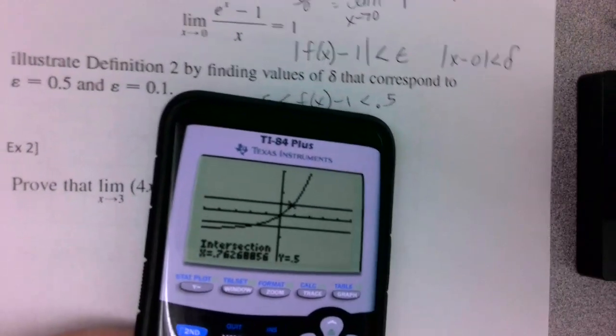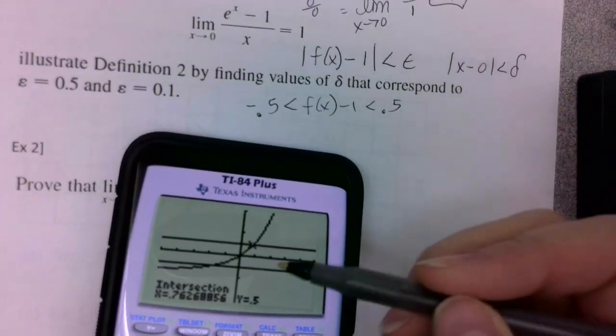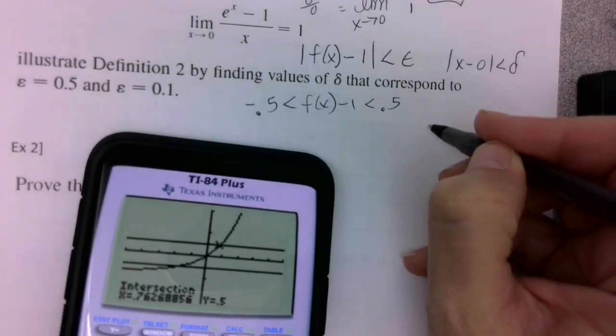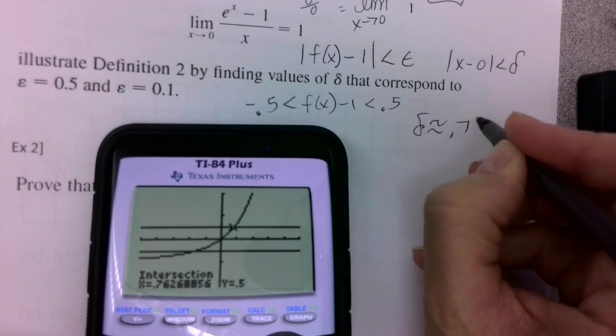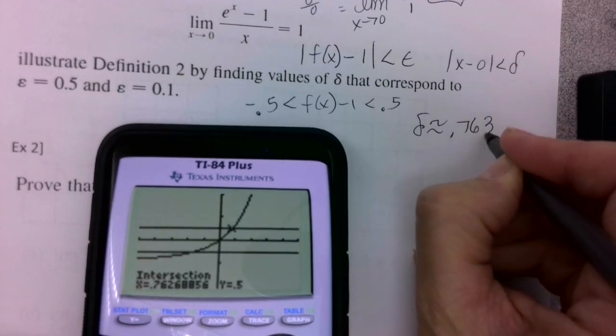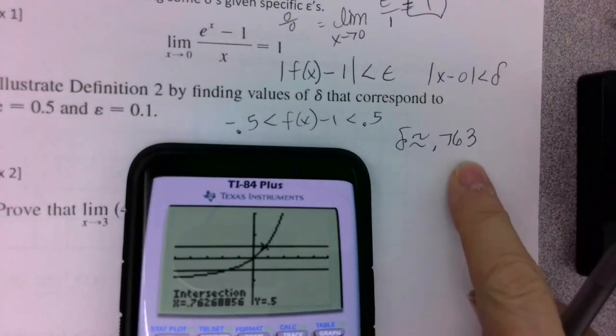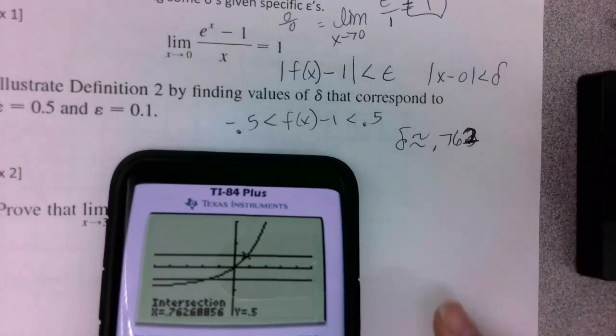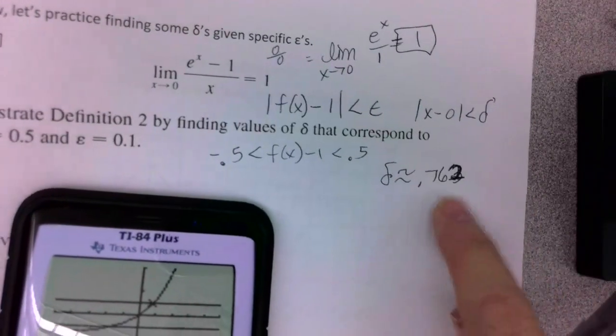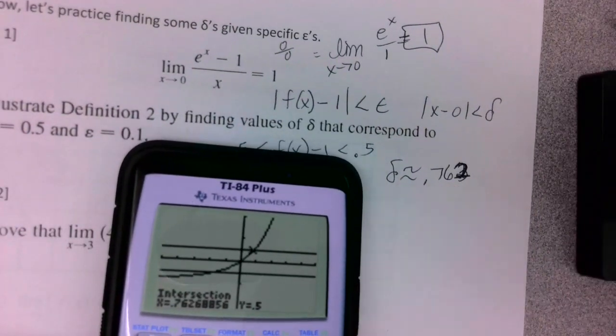All right, so it looks like the 1 delta, because we're going just to the right and left of 0, right? So the 1 delta is approximately 0.76, let's just say round up to 3. It's really smaller than that, so let's just keep it down to 2. Because remember, it's less than delta, so we can pick anything smaller than that, right?